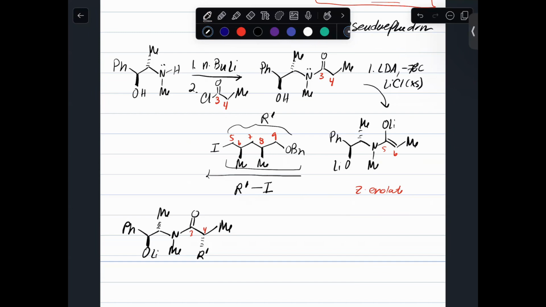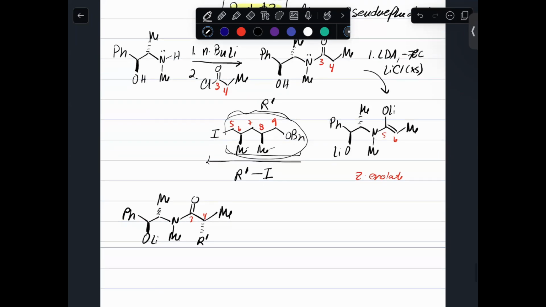And see how easy it looks, or not how easy it looks, but how less overwhelming it looks when you replace this whole thing with an R prime. If you didn't, then you'd have to worry about the stereochemistry at carbon 6 and 8 being correct as well, depending on how you flip the molecule around. And I don't want to worry about that. I want to worry about one stereocenter at a time.